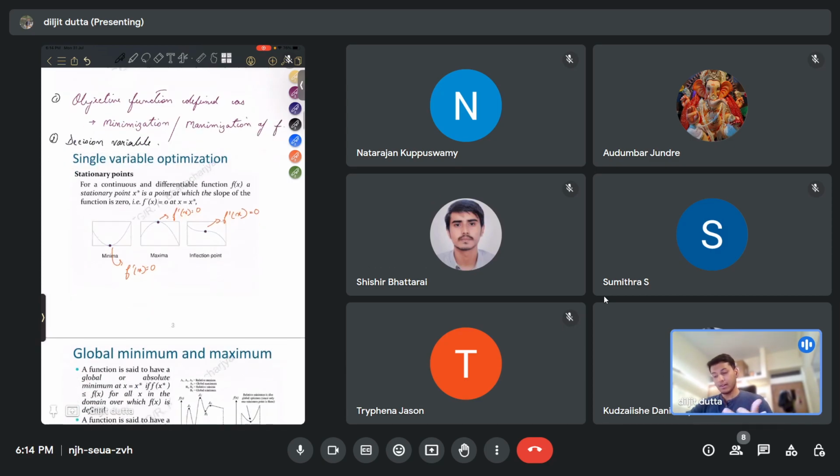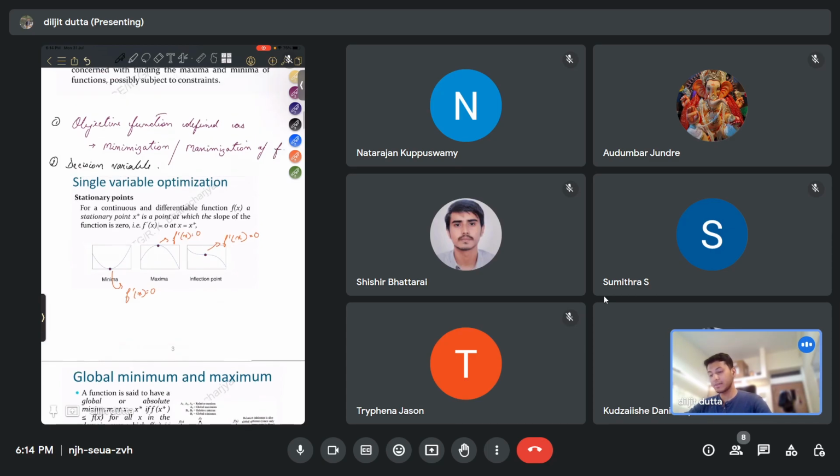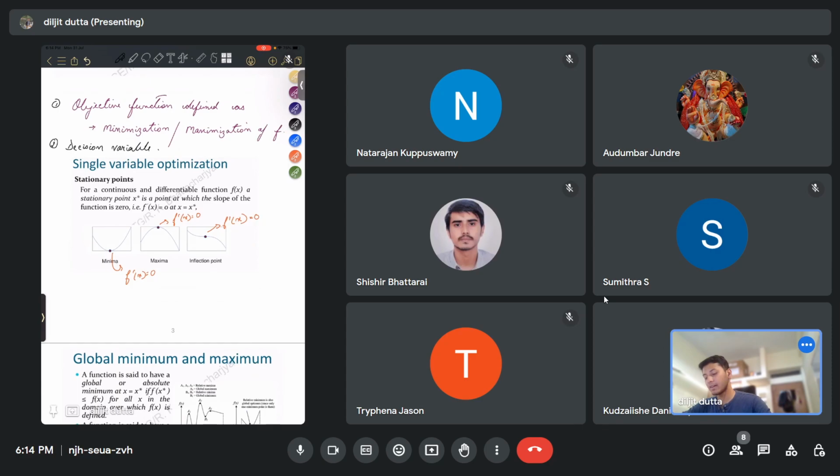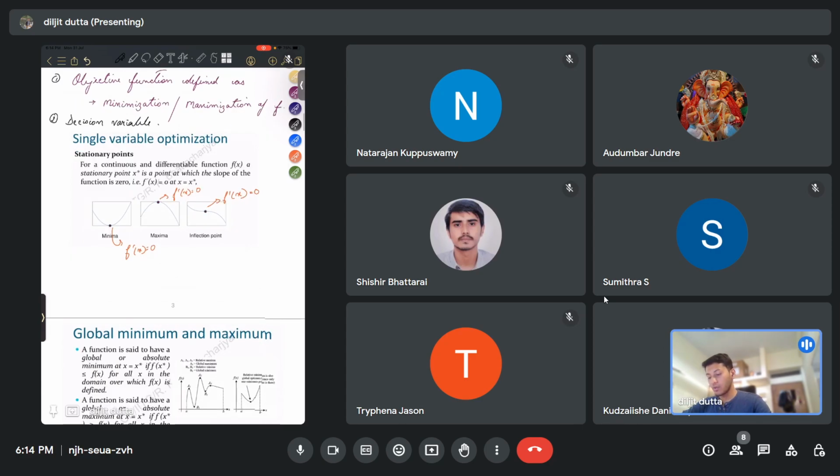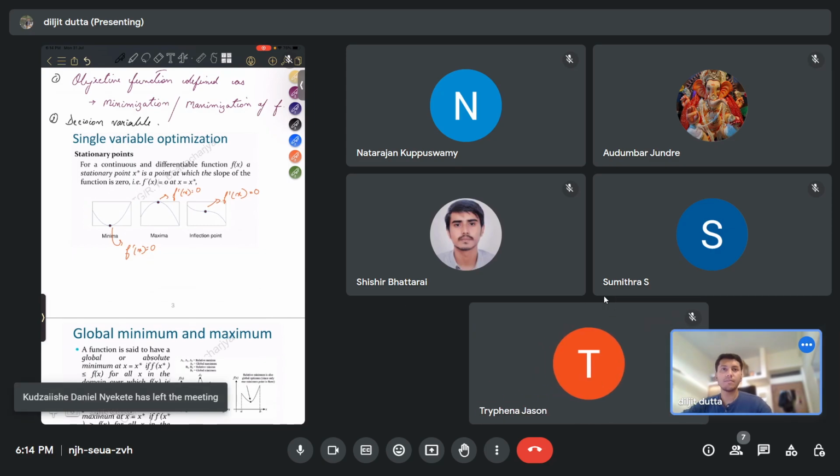Also, this optimization can be single variable or multivariable. When we are trying to optimize for only one variable, it is called single variable optimization. If we are doing it for multiple variables, we call it multiple variable optimization. We will see one by one what single variable and multivariable are. So going into single variable optimization, first we need to define something called stationary points. So what are stationary points?